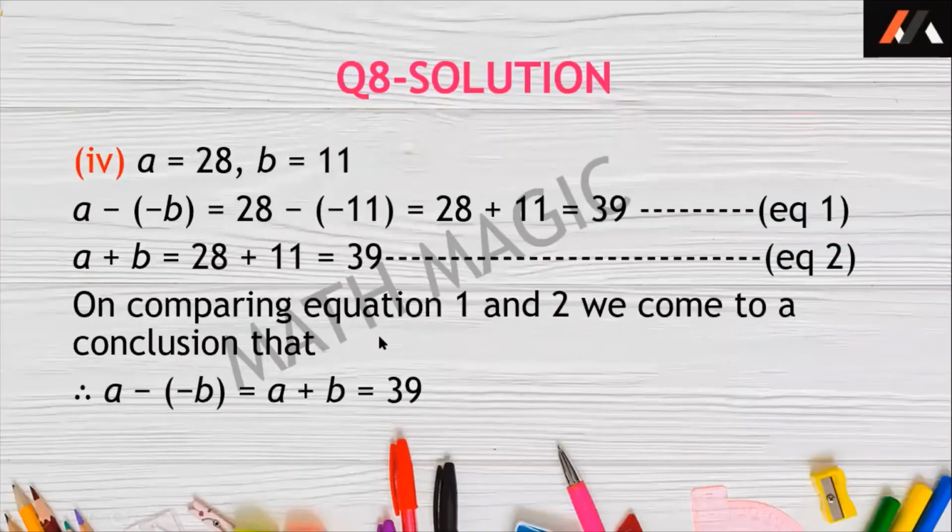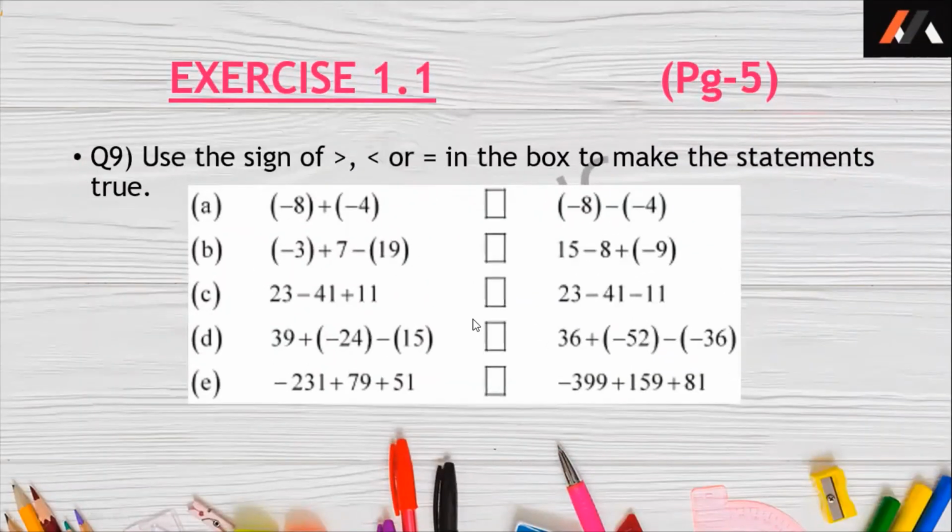Next, a equals 28, b equals 11. a minus (minus b) is equal to 28 minus (minus 11), that is equal to 28 plus 11, which is equal to 39. That is equation 1. Similarly, a plus b equals 28 plus 11, which is equal to 39. That is equation 2. Equation 1 is equal to equation 2. So we can again conclude that a minus (minus b) equals a plus b, that is equal to 39. Hence proved. Let's move to the next question.